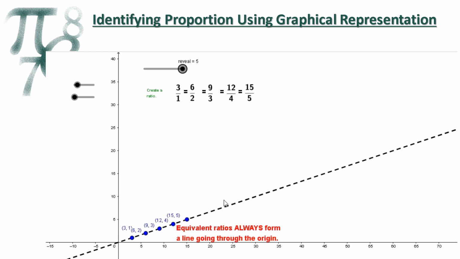If the graph is a straight line that passes through the origin (0, 0), the relationship is proportional. Equivalent ratios always form a line going through the origin. If the graph is curved or the line does not go through the origin, then it is not proportional, as you can see.